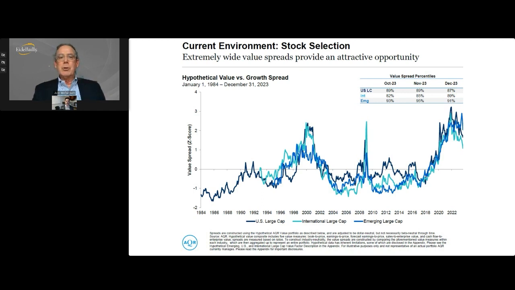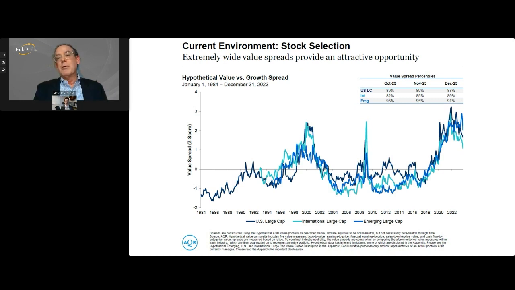And what we have in this chart is that spread through time, up through the present, and we can see that in the US we're at the 87th percentile, in international the 89th percentile, and 91st in emerging markets. So in terms of the expensiveness of growth relative to value, we're near an all-time high. The only other periods with this level of disparity in the spread were back in 2009, before the great financial crisis, and back in 1999, before the tech bubble broke.